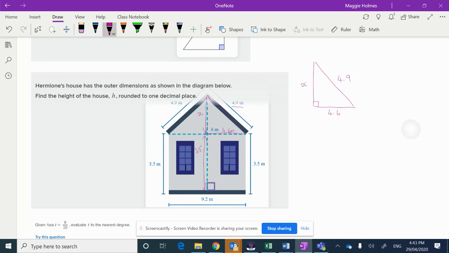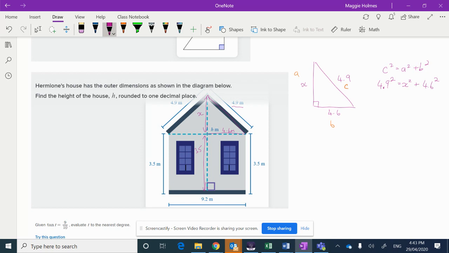We write Pythagoras' theorem. C squared is a squared plus b squared. It's always a good idea to label your diagram with what the sides are as well. So our C, our hypotenuse, is this one, and then either of these can be A or B. All right, let's fill in what we know. We said that C is 4.9, so C squared is 4.9 squared. A squared, we've said that this side can be A, so it's going to be x squared plus 4.6 squared, because that was our B.